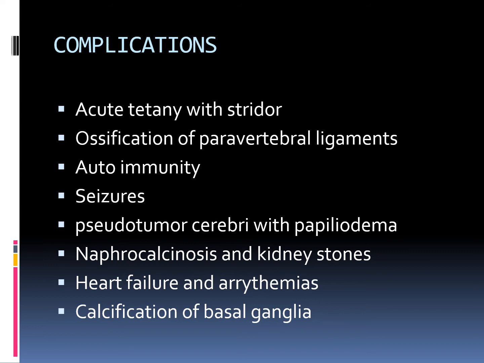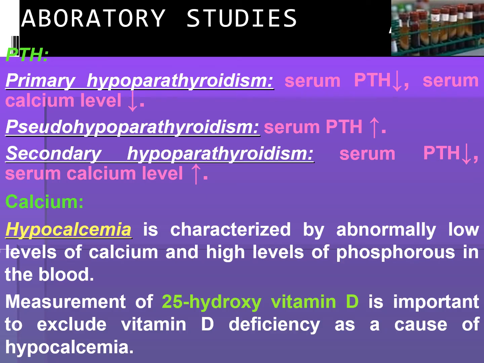Hypocalcemia can also cause heart failure and dysrhythmias. Patients with hypoparathyroidism may develop calcifications of the basal ganglia and white matter, heavy calcification. The main biochemical findings seen in hypoparathyroidism are low calcium, high phosphate, normal alkaline phosphatase, and a low serum PTH. In contrast, in pseudo-hypoparathyroidism, the serum PTH is high and calcium is low. In secondary hypoparathyroidism, the serum PTH is decreased and the serum calcium level is increased.